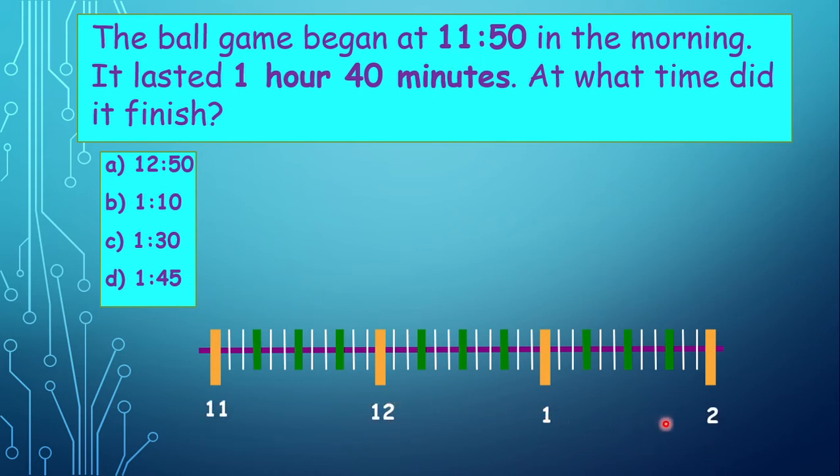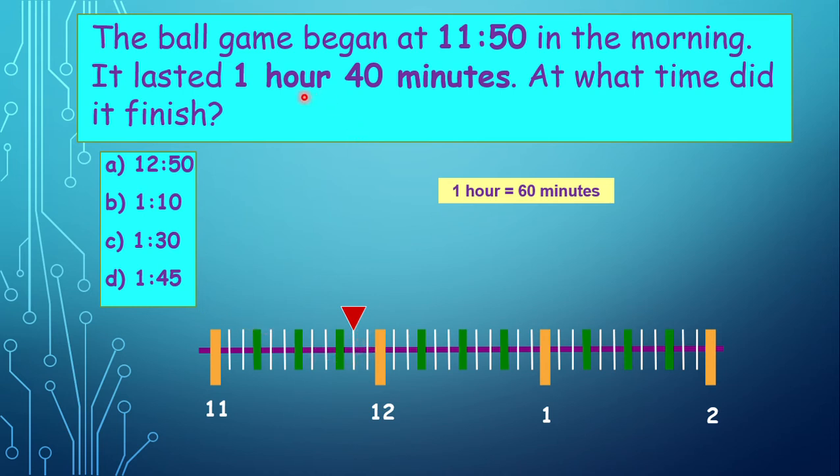12, 1, 2. Now, when we are jumping on the number line, we do the hours first and then the minutes. So first we will do 11:50. Let's put the point on 11:50, the starting point. There it is, 11:50, right? You can always count and get to 11:50.